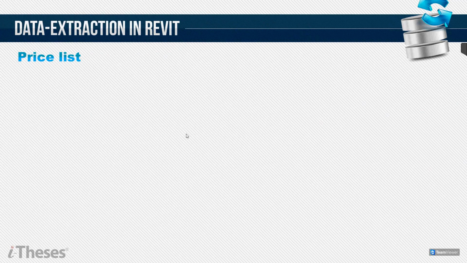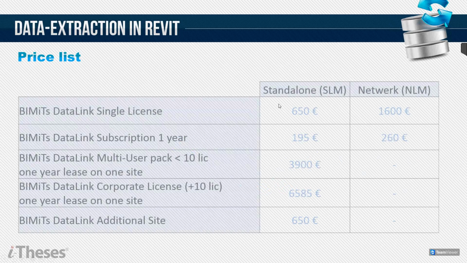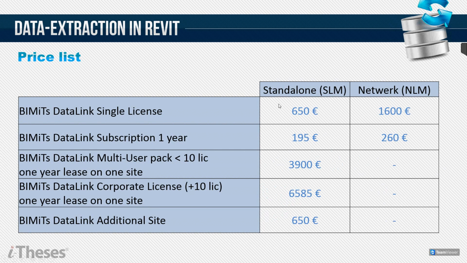What's the budget of DataLink? I mean the price list. If you go to a single license of DataLink, take account 650 euro. I won't tell every price of it. You can have a look at it afterwards too. So you will get that presentation in your mailbox afterwards.